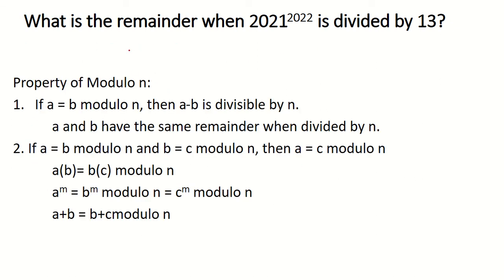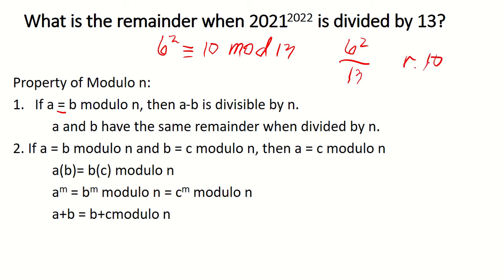So let's define the modulo n. We write A is congruent to B modulo n, actually tatlong equal sa yan siya. Ang ibig sabihin nito, that A is congruent to B modulo n means A minus B is divisible by n. So for example, we have 6 squared. We know that the remainder of that is 10. So we write 6 squared is congruent to 10 modulo 13. To write that one, we have 6 squared over 13. The remainder is 10. Of course, the quotient is 2.